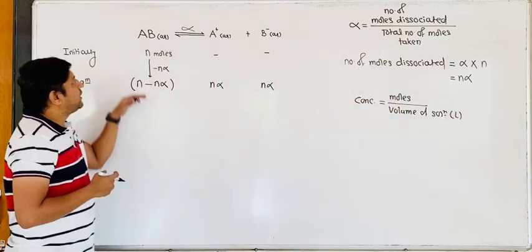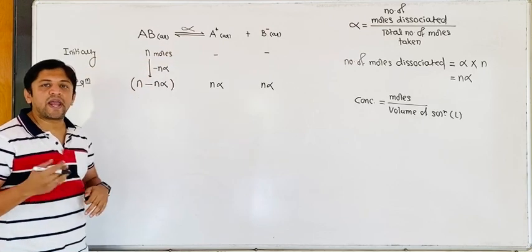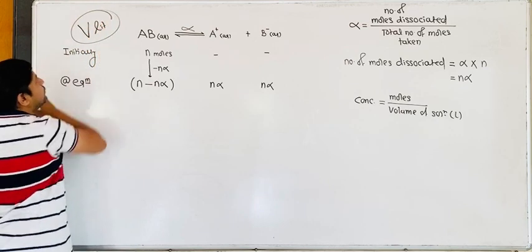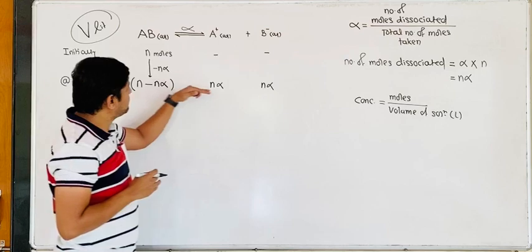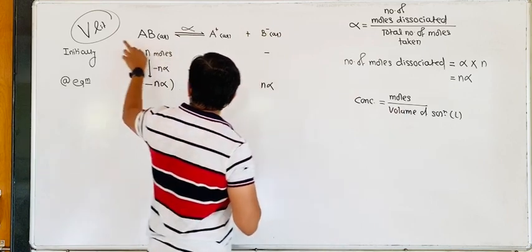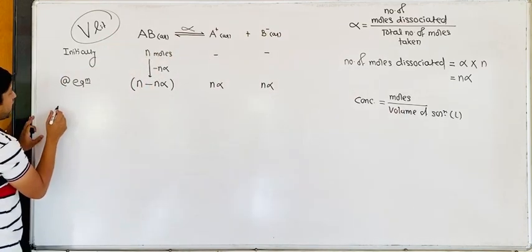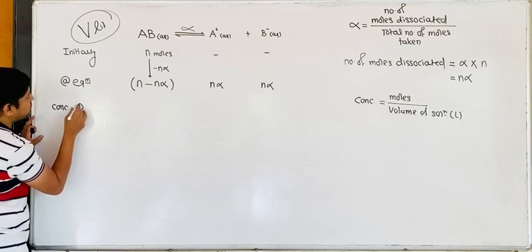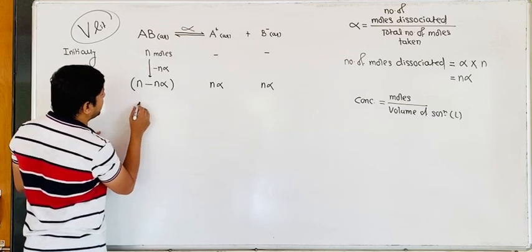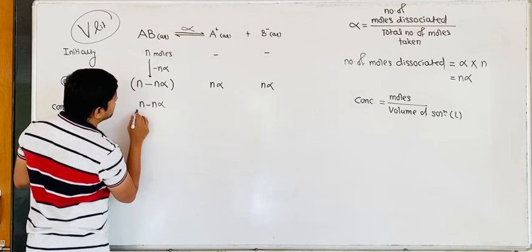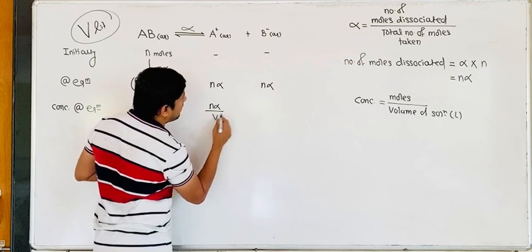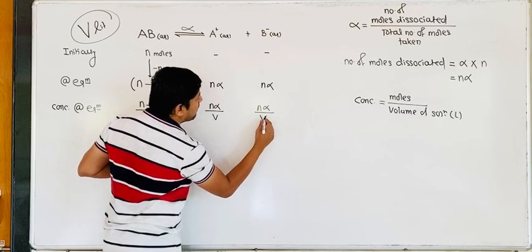Now consider this dissociation of electrolyte is carried out in a solution whose volume is V liters. So if we convert these moles into concentration, we have to divide moles by the volume of solution, which is V liters. So we can write concentrations at equilibrium as moles divided by volume of solution.